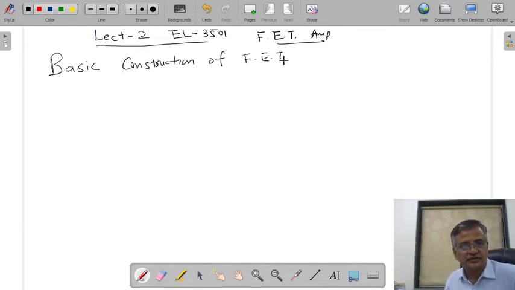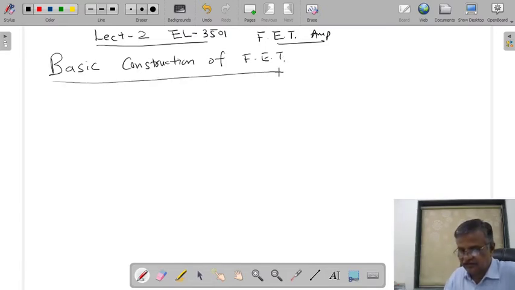In the last lecture, we have seen the difference between field effect transistors and bipolar junction transistors. Today, let us discuss basic construction. Already I have discussed basic construction, but just for the continuation of the lecture, I am discussing it again.